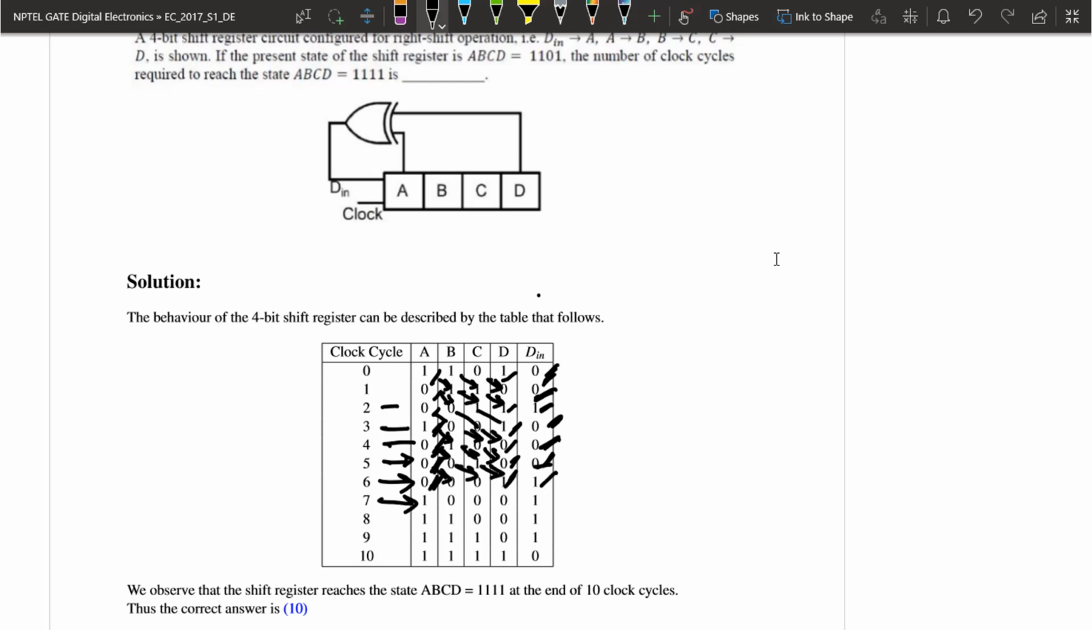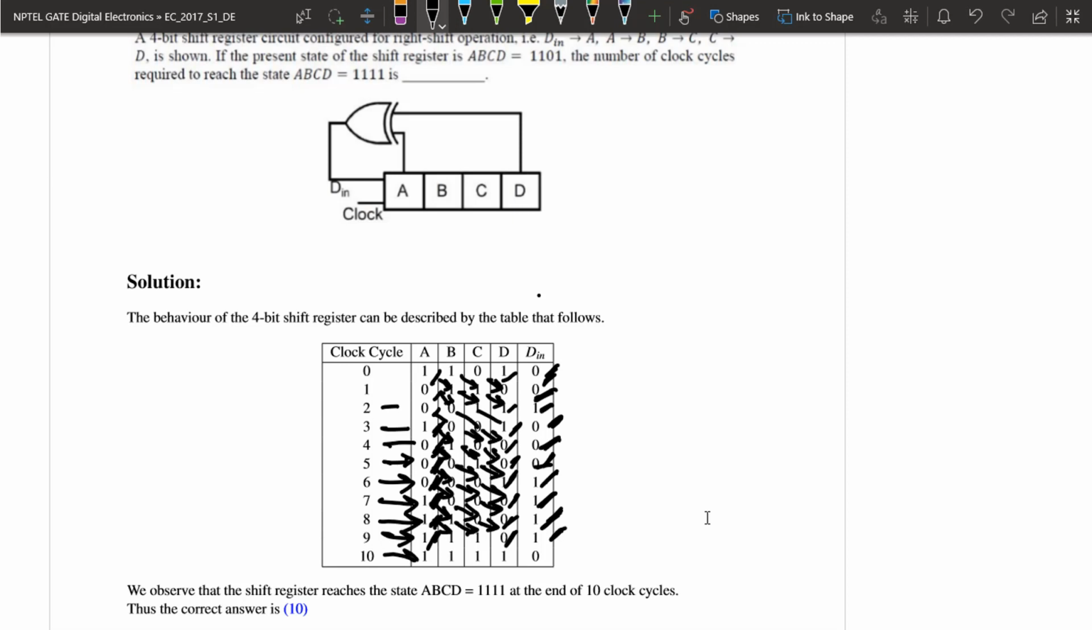In clock cycle 7, we know that A becomes 1, B becomes 0, C becomes 0, D becomes 0, and Dn is 0 XOR 1, which is 1. In clock cycle 8, A is previous Dn, which is 1, B is 1, C is 0, D is 0, and Dn is 1 XOR 0, which is 1. In clock cycle 9, we see that A is 1, B becomes 1, C becomes 1, D becomes 0, and Dn is 1 XOR 0, which is 1.